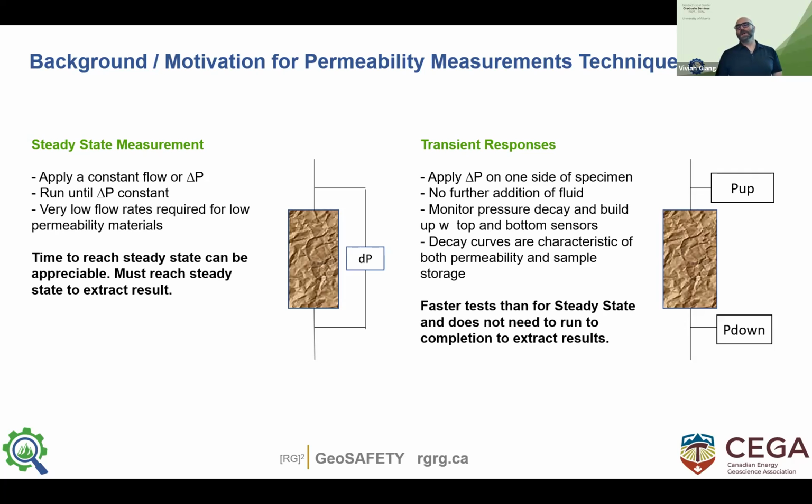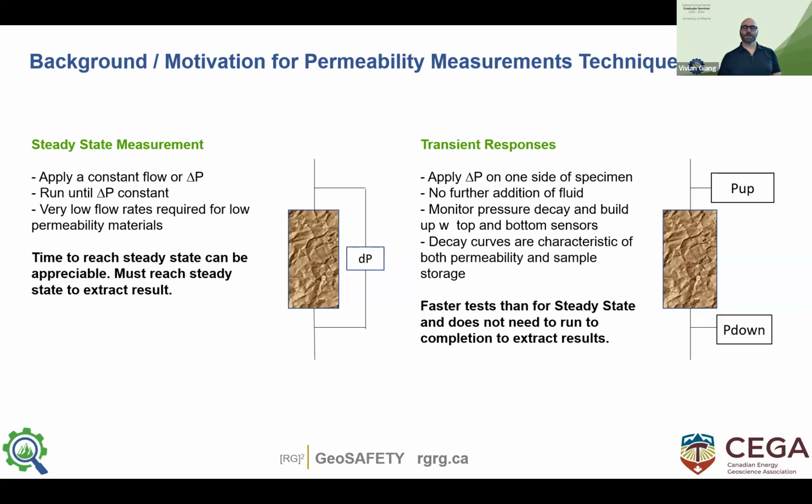The approach I'm going to talk about today is the transient approach. So you establish a constant pore pressure inside your specimen at some effective stress state, and then you apply a delta P on the upstream or downstream. That delta P can be positive or negative, just a pressure transient. And then you monitor the pressure decay and build up on the top and bottom of the specimen, depending on how you apply that. So that decay curve is characteristic of both permeability and sample storage, or test system storage as well. I'll talk about that.